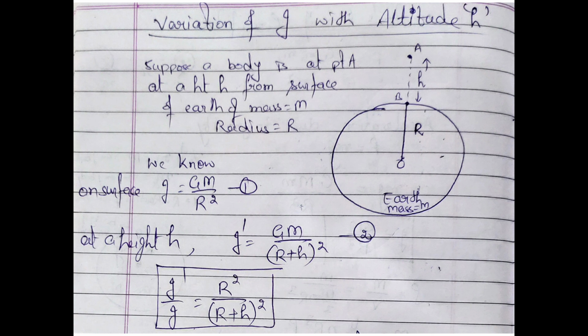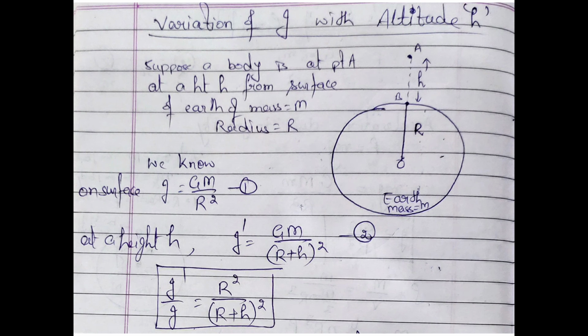Use the formula g is equal to GM by R square. At a height h, definitely the distance from the center of the mass is increased, and that is now R plus h. So definitely g dash is equal to GM by (R plus h) square, where g dash is the new acceleration due to gravity at point A at an altitude h. So divide them, you will get this relation.